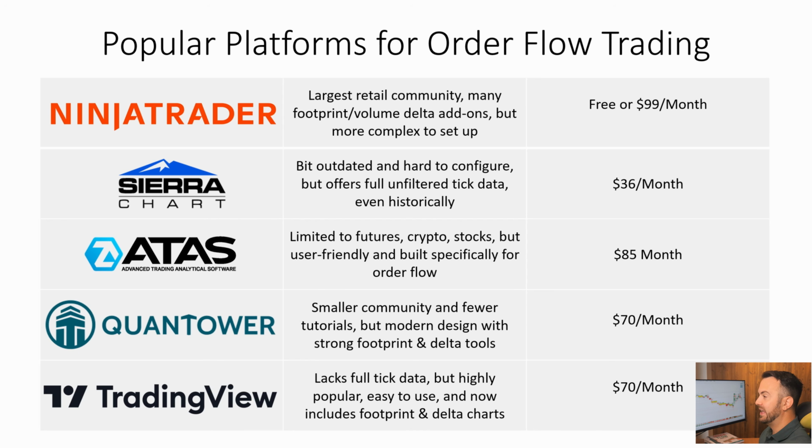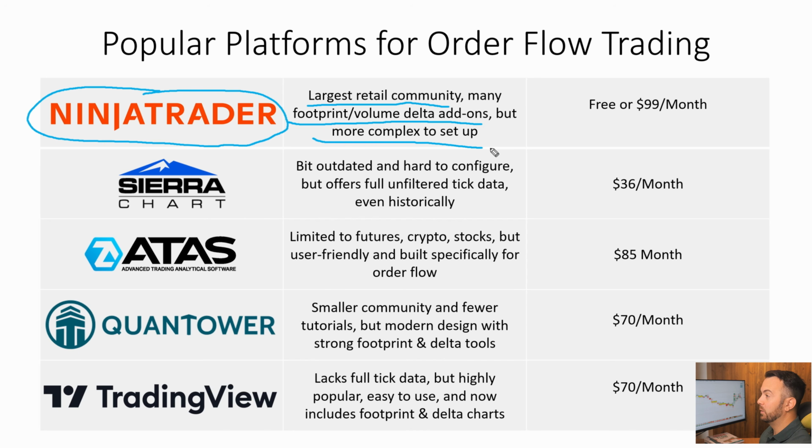So in here, there's a table with popular order flow platforms. There's the NinjaTrader platform. It has the largest retail community. It has many footprint or volume delta add-ons. It's a little bit more complex to set up, but nothing I would be worried about too much. There are two versions of NinjaTrader. One is free, and one costs $99 per month.